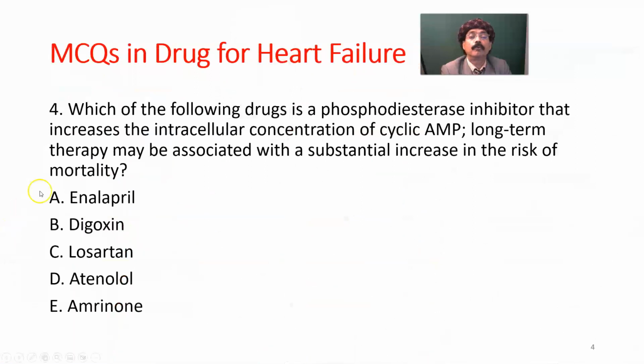Question number 4. Which of the following drugs is a phosphodiesterase inhibitor that increases the intracellular concentration of cyclic AMP? Long-term therapy may be associated with a substantial increase in the risk of mortality. Choices are enalapril, digoxin, losartan, atenolol, amrinone. Answer should be amrinone. That is a phosphodiesterase inhibitor.